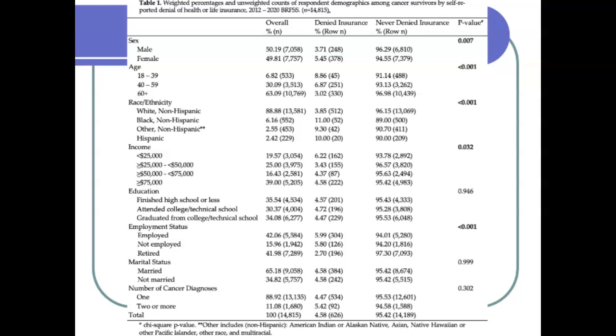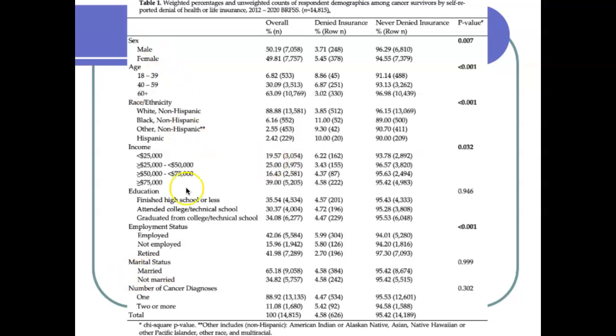So this table is actually a real example from a paper that I published. It looked at race and ethnicity as the independent variable, and the outcome variable we were interested in was whether or not someone was denied health or life insurance. So our independent variable is race ethnicity. Our outcome variable is the denial of health or life insurance.